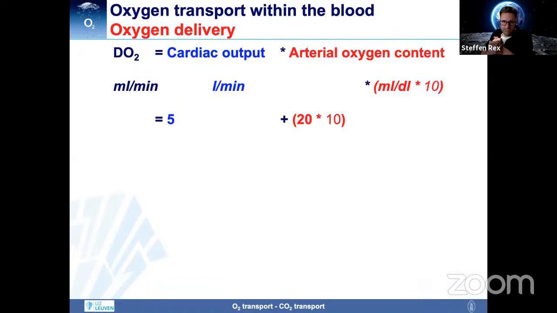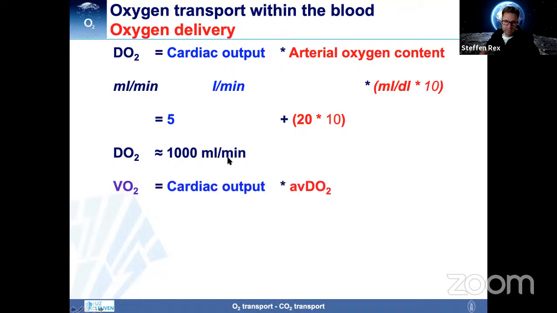Then we can calculate the oxygen delivery, because there's no use in a lot of oxygen content if the oxygen is not transported by the blood to the periphery. So you just multiply your oxygen content with the cardiac output, and then there's a factor 10 to come to this unit. And then you have an oxygen delivery of 1 liter per minute, and the same holds true for the VO2, the oxygen consumption, which is 250 milliliters per minute.